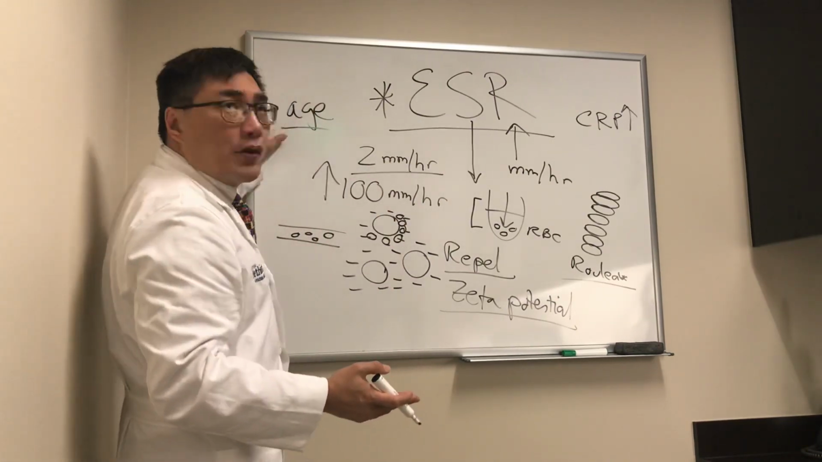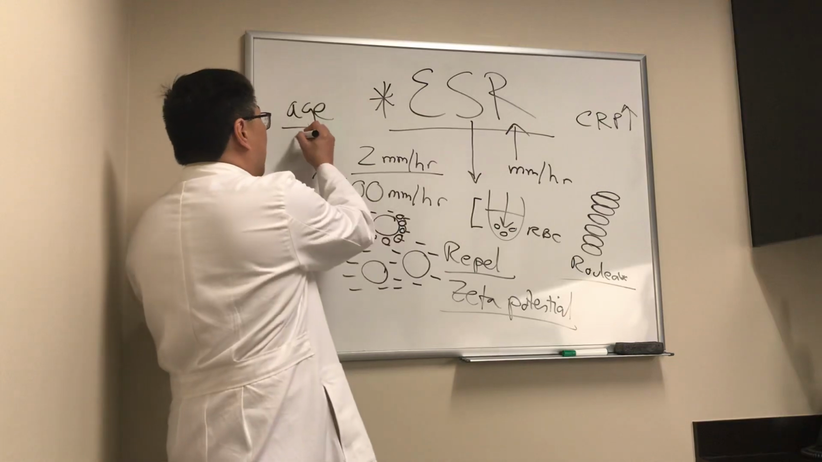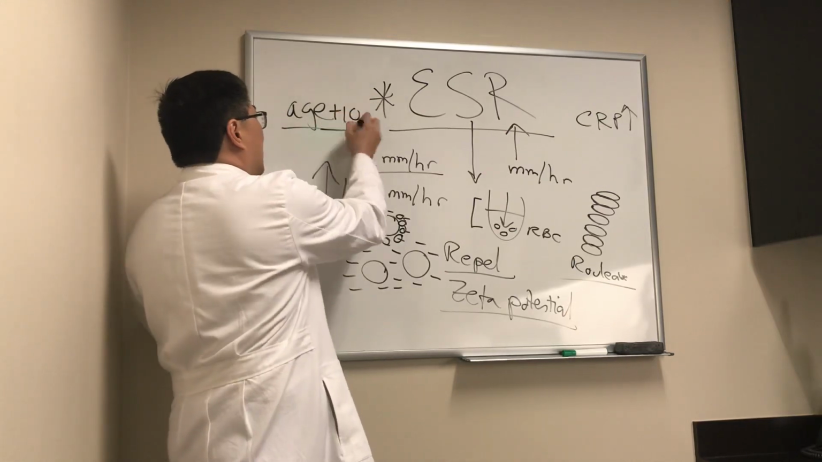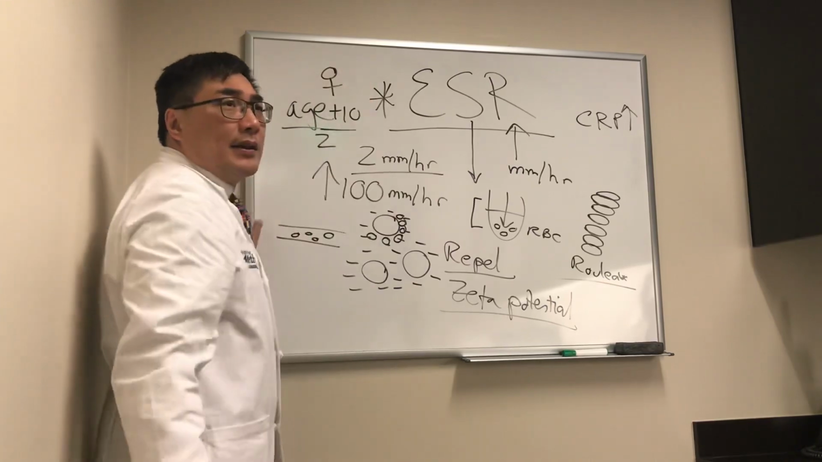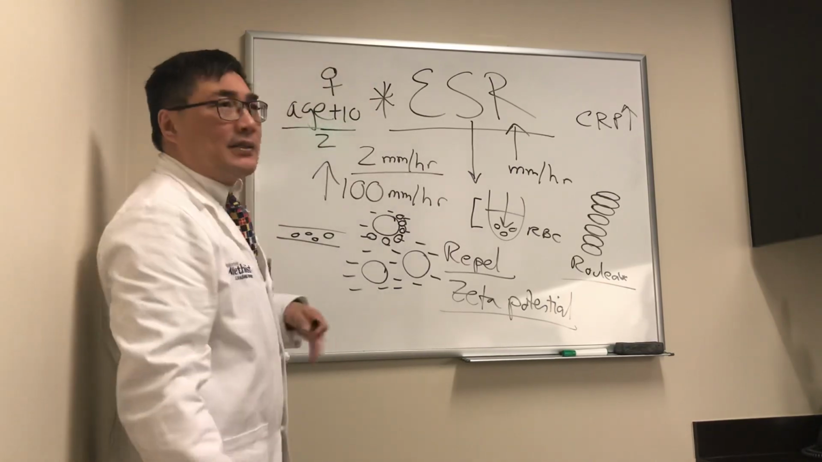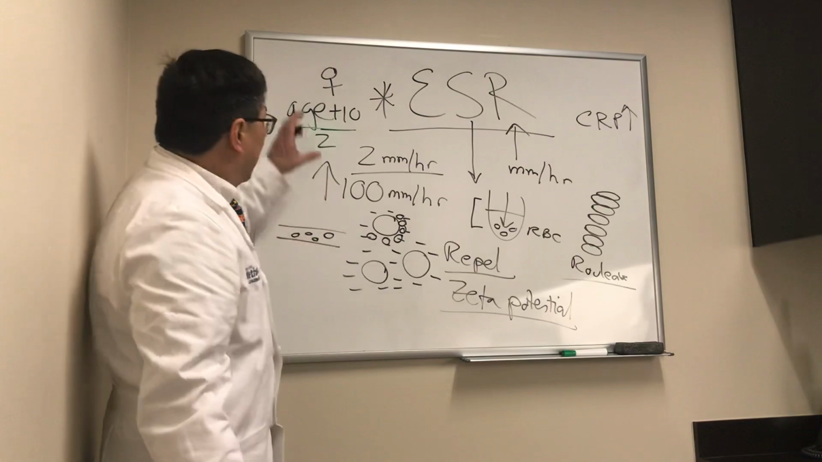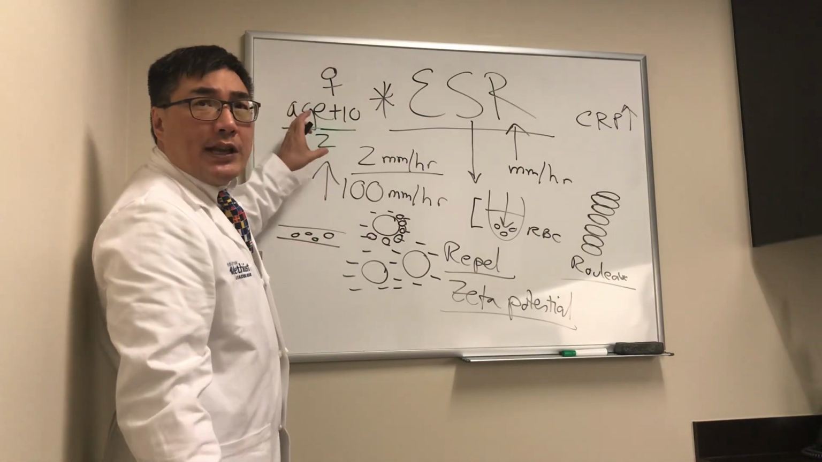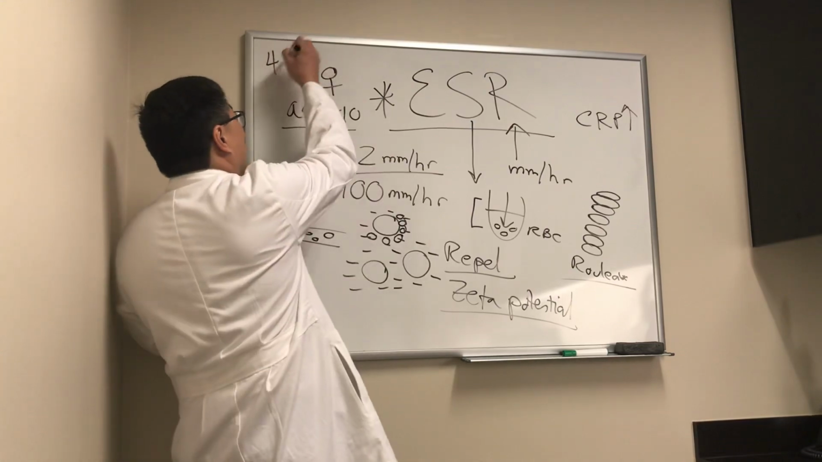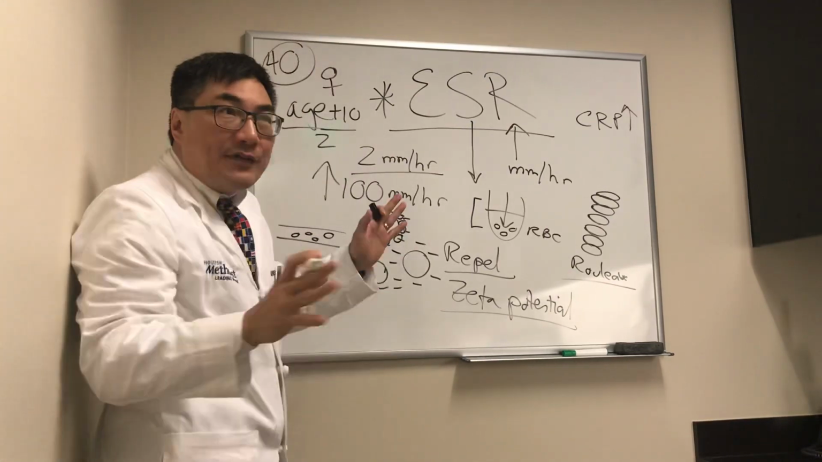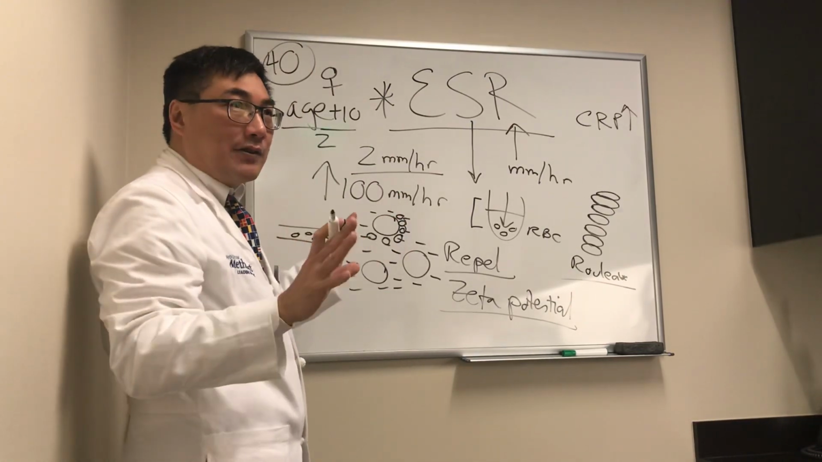And so the empiric formula that we use for sedimentation rate is age plus 10 divided by 2 for women, and for men we just use age divided by 2. So the normal sedimentation rate is age and gender dependent. These are just empiric formulas. If you can't remember any single number, 40 is kind of like too high for an older patient.